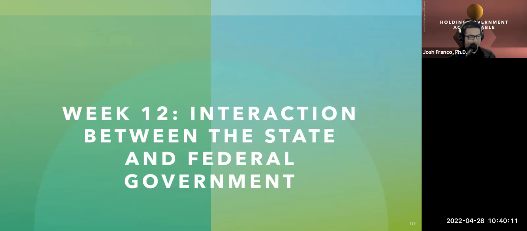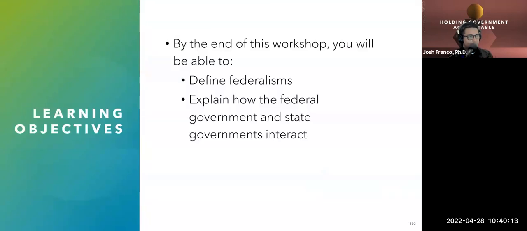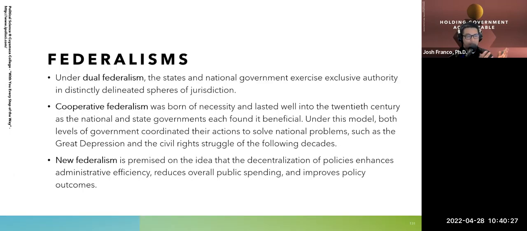So today, again, we'll be talking about the interaction between state and federal government. So our learning objectives with this workshop are the following. First is to define federalisms. And secondly is to explain how the federal government and state governments interact with each other. So what are some of these federalisms that I'm talking about?